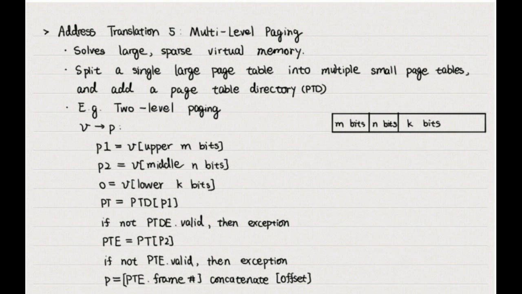The virtual address is divided into 3 parts. The upper n bits are used to index into the page table directory to find the right second level page table. The next n bits are used as the page number to index into the page table to find the frame number. And the lower k bits are used for the offset.